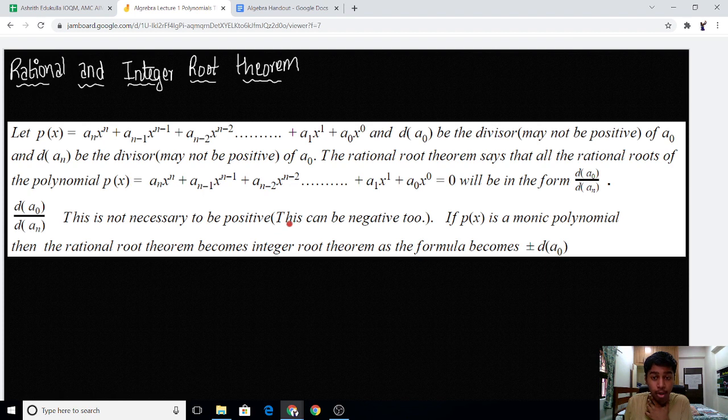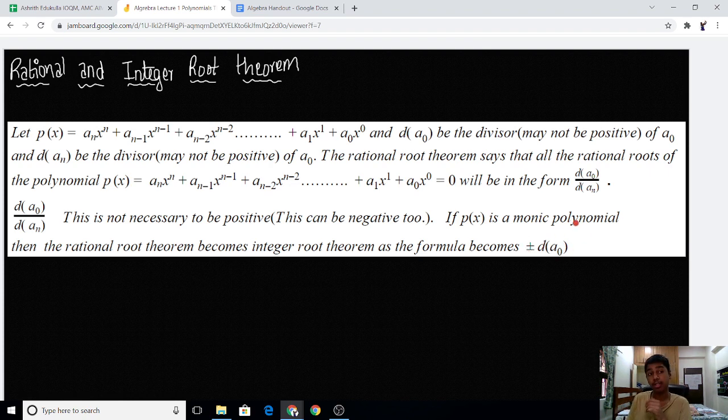And if p of x is a monic polynomial, I have told you what a monic polynomial is, guys, an is 1. If an equals 1, what are the divisors of 1? 1 and minus 1. So the down part, which is d of an, can be 1 or minus 1. So the formula becomes: the integer or rational roots will be of the form plus or minus d of a naught, guys.